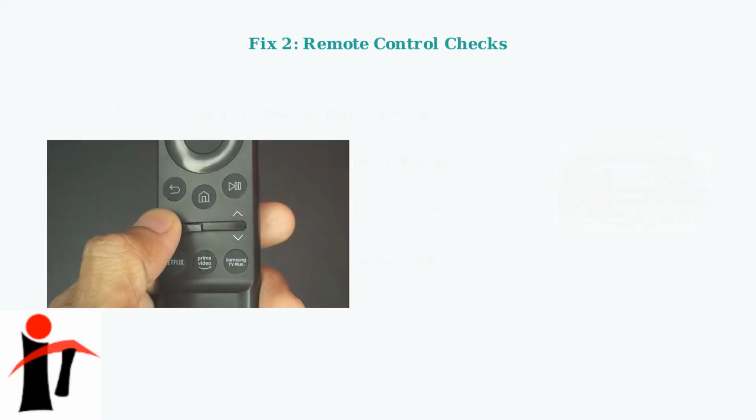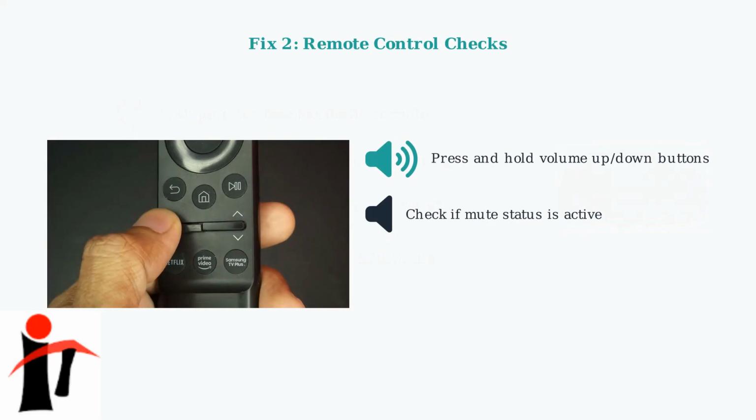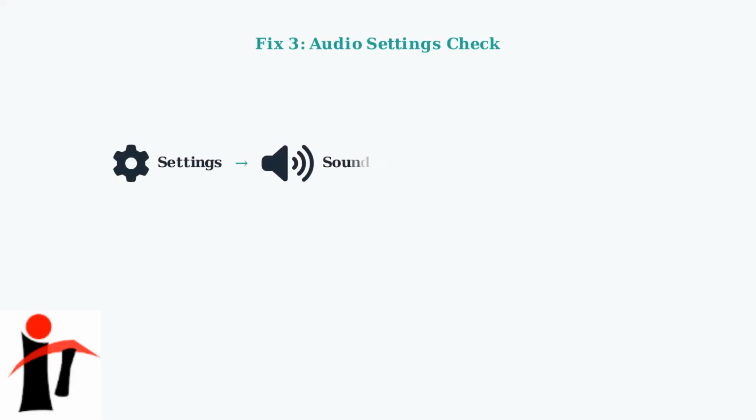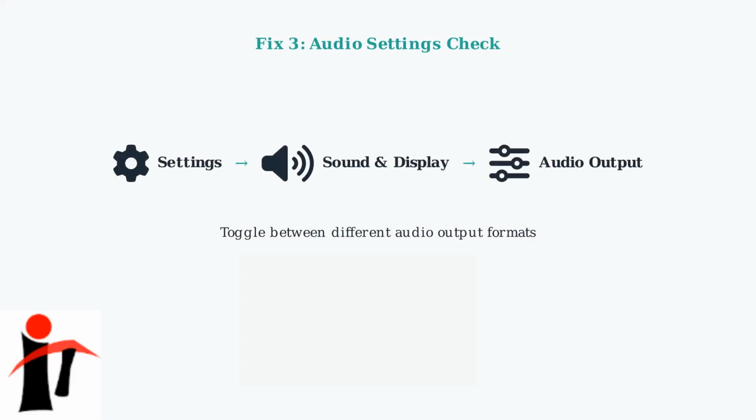Next, check your remote control. Press and hold the volume up and down buttons to ensure they're responding. Sometimes the issue is simply that the mute function is accidentally activated. Access your audio settings by navigating to Settings, then Sound and Display, and finally, Audio Output. Here you can toggle between different audio output formats to find one that works with your setup.